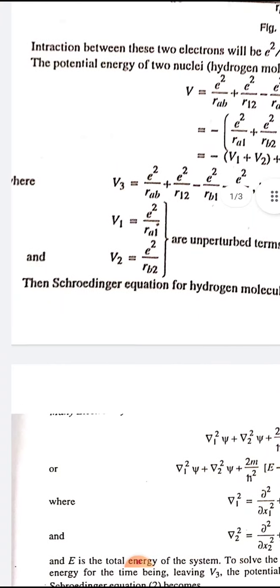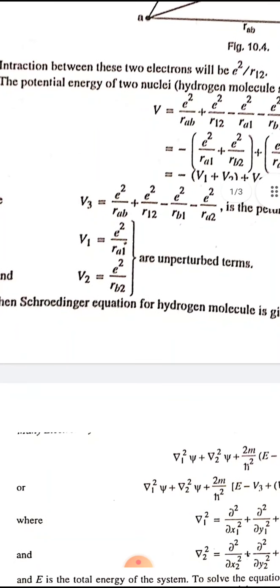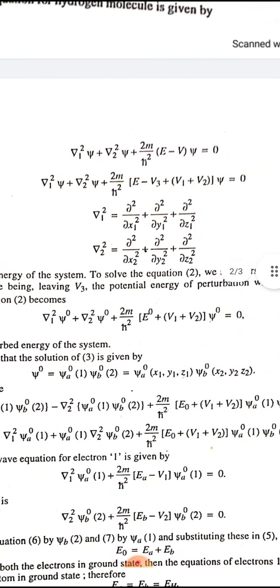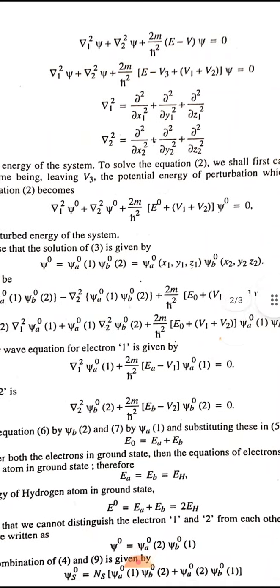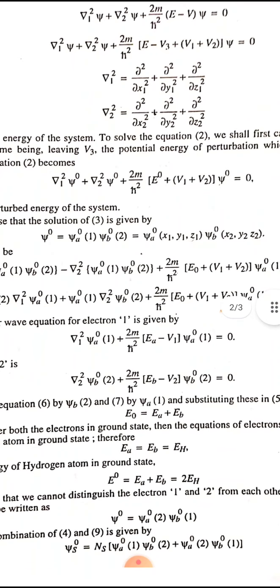Therefore, the Schrodinger equation for the hydrogen molecule is given by del1 squared psi plus del2 squared psi plus 2m by h cross squared (E minus V) psi equals 0. It is rearranged as del1 squared psi plus del2 squared psi plus 2m by h cross squared (E minus B3, as we have written the potential energy, plus B1 plus B2) psi, where del1 squared and del2 squared are the Laplacian operators, and we are familiar with that operator form, and E is the total energy of the system.